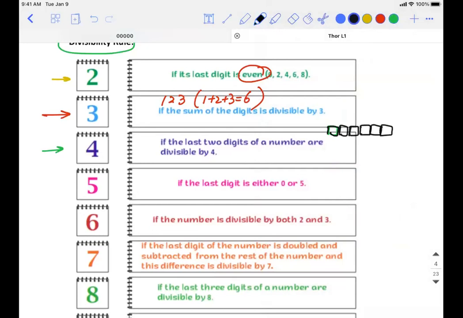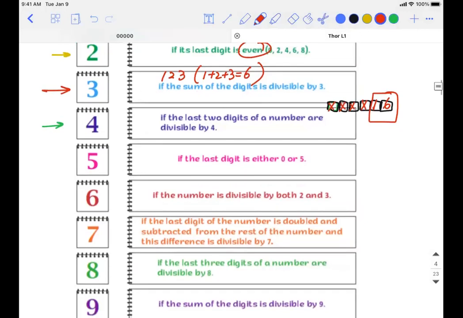But as long as the last two digits of this number are divisible by 4, let's say the last digits are 1, 6, then the previous ones, I don't really care. They can be whatever you like. As long as the last two digits are divisible by 4, this number must be divisible by 4. Okay, try to remember this. Maybe this is not as familiar as the first two, but take this chance to remember it. All good? Okay, let's continue.